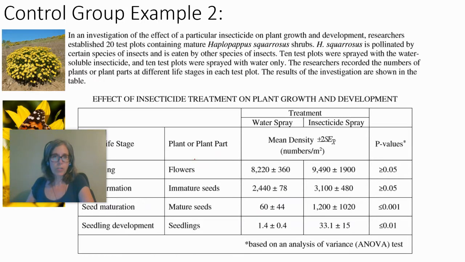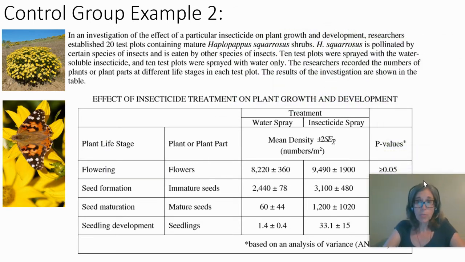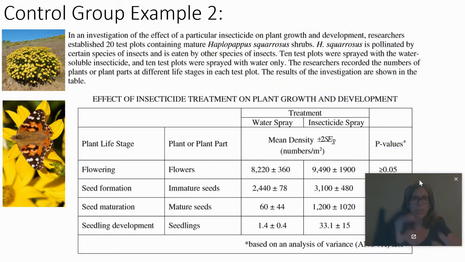Okay, example number 2. This is one that we actually looked at in our last video, but I only sort of just showed you the numbers instead. And so now we're going to actually talk about the experiment a little bit more. So there's an investigation of a particular insecticide. An insecticide, this is something that kills stuff. In this case, it kills insects, right?